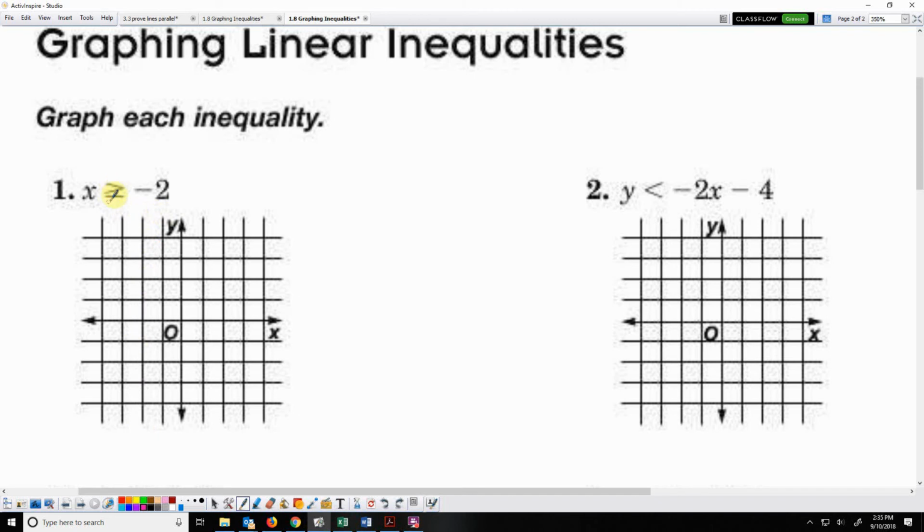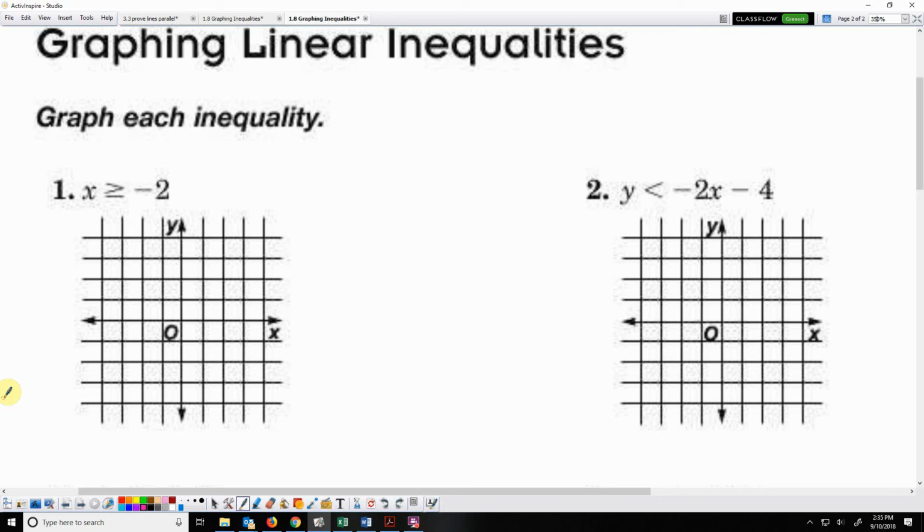But since it's greater than or equal to, this line is not all there is to this graph. What this line is going to be actually is a border to our graph. This line is going to split this coordinate plane into two half planes. And one of those half planes will satisfy this inequality and the other will not.